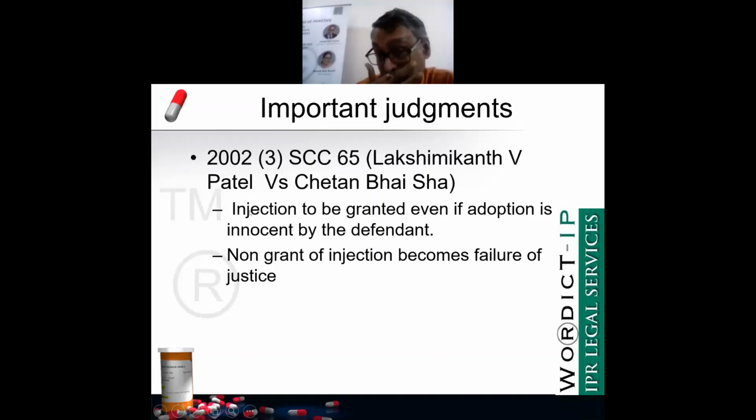Now, this is a very important judgment of the Supreme Court, Laxmikant Patel versus Chetan Bhai Shah, which I very regularly use when people say we never knew that the plaintiff was existing. Now, injunction, it is not injection, it is injunction. An injunction can be granted even if adoption is innocent by the defendant. If you take the 121 Supreme Court case and read it along with this 2002 Supreme Court case, you will form a very formidable case in your favor if your trademark has been infringed. And the second thing that this judgment says is that non-grant of injunction becomes a failure of justice.